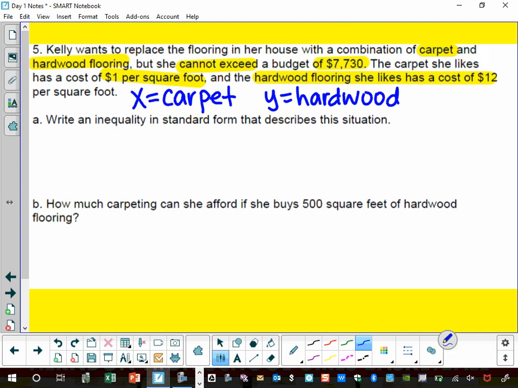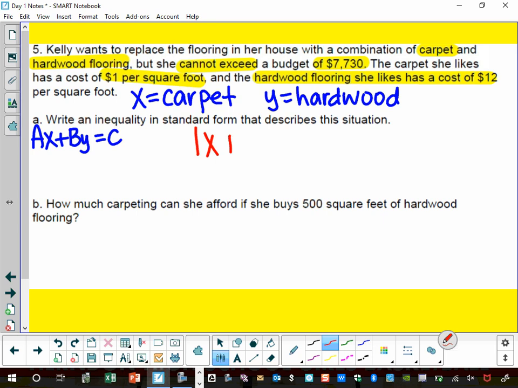It says write an inequality in standard form that describes the situation. Standard form means that it needs to be like Ax plus By. We'll have an inequality here, we won't have an equal sign, you can see. Let's look at my x's first, my carpet. How much is the carpet per square foot? $1. So let's say 1x. I'm not going to put the dollar signs because that's going to be too confusing if we're just making an equation or an inequality.